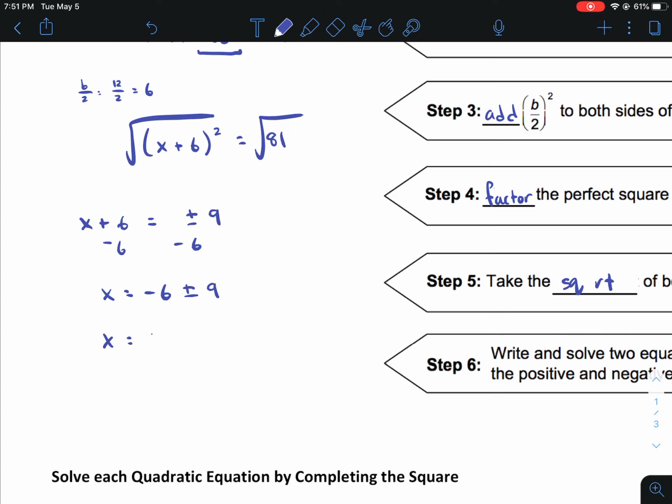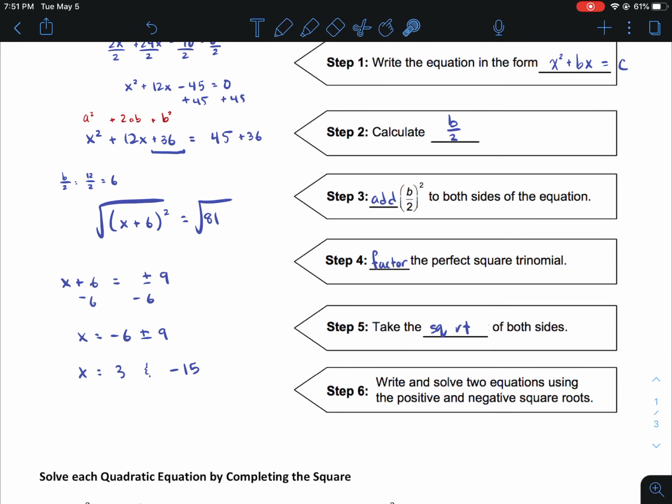Negative 6 plus 9 is positive 3, and negative 6 minus 9 is negative 15. Okay, so this parabola has x-intercepts at 3 and negative 15.